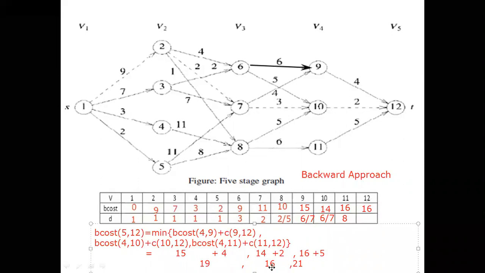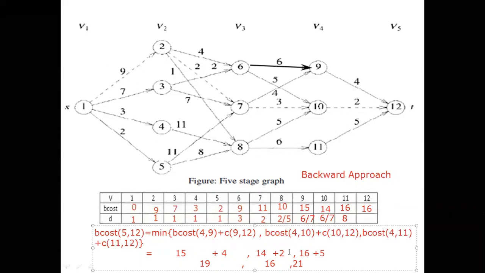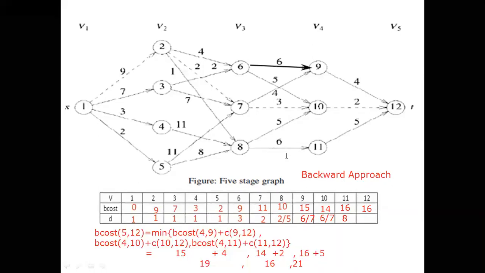Due to which vertex? This is the second value. Second value means which value? Here the second value is this one: 4, 10, 10 to 12. From which vertex is it coming? It is 10. I should write here 10.